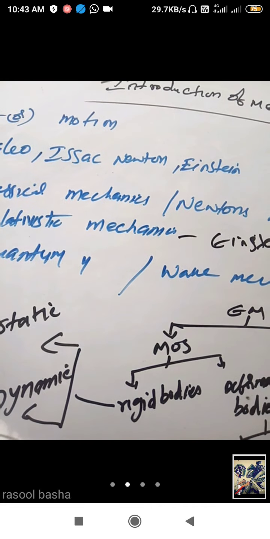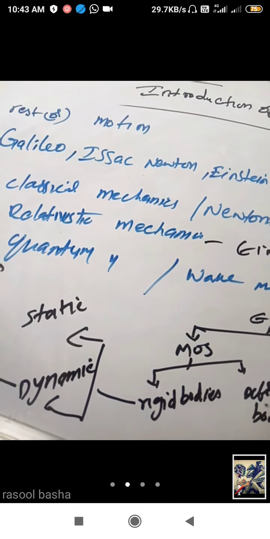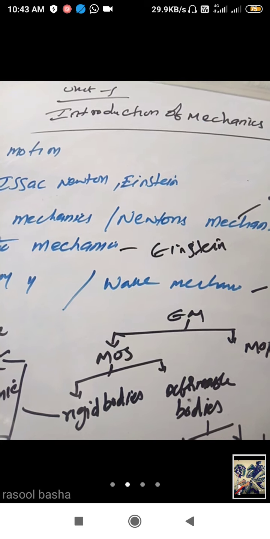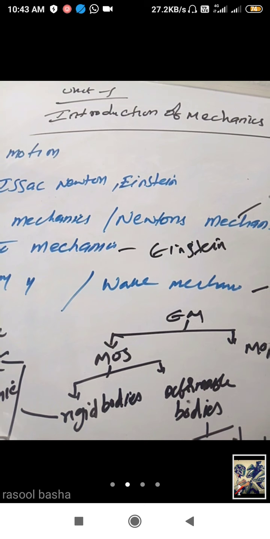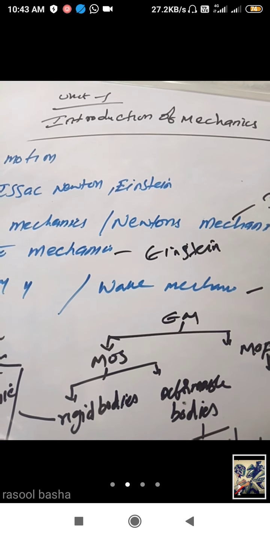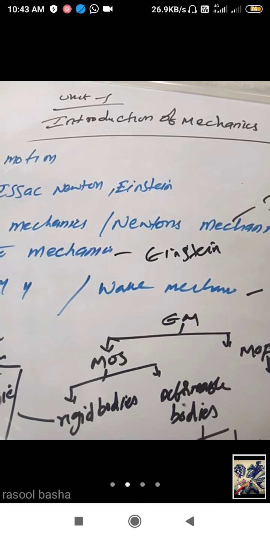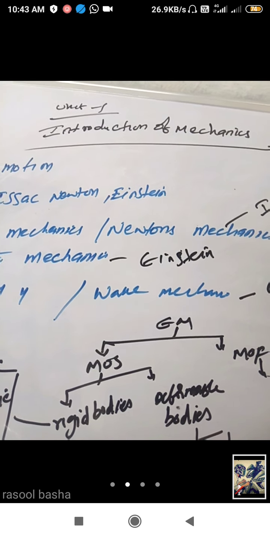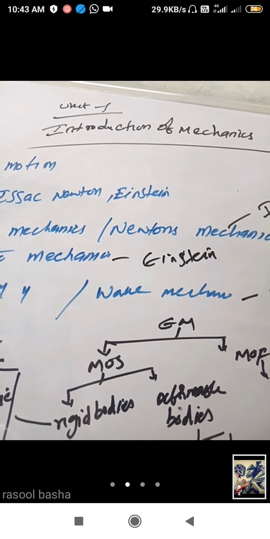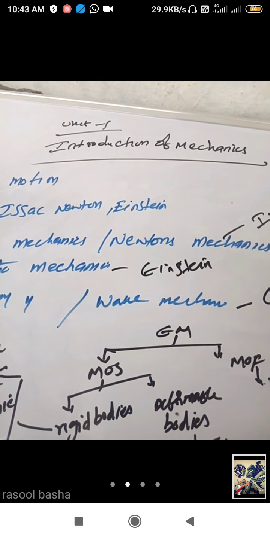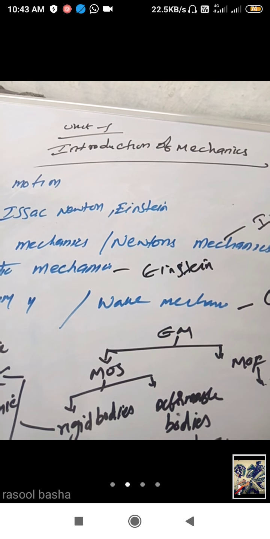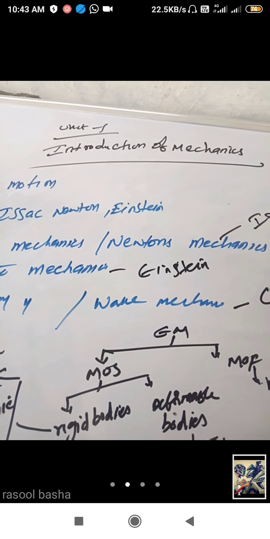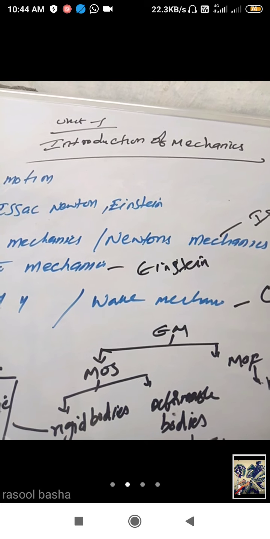Next, coming to relativistic mechanics, it was developed by Einstein. This mechanics explains the speed of light. Relativistic mechanics is nothing but an explanation based upon the speed of light, the behavior of light. What is the position of light? What is the speed of light in a wave? What is the speed of light in air? What is the intensity of light coming from the sun? These are explained in this theory.